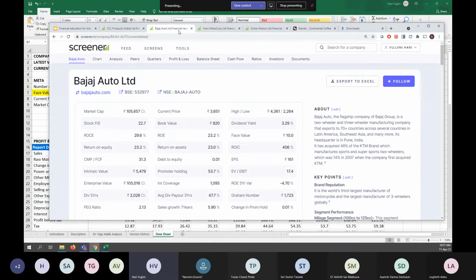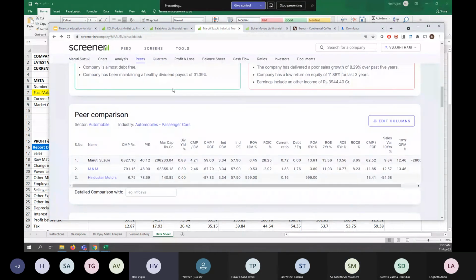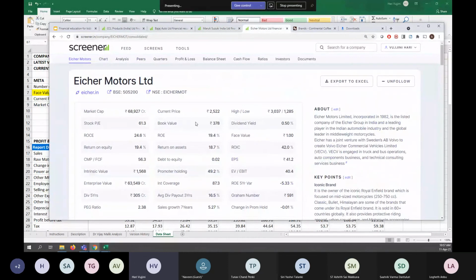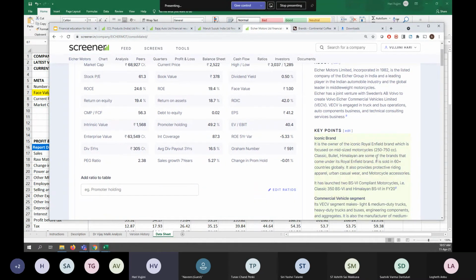Bajaj Auto, you probably saw Pulsar bikes. They are quite famous, and Chetak scooters, which your grandfathers used to drive, are from Bajaj Auto. Hero Honda, you probably remember. Hero Honda Splendor is the most famous brand, and they are quite big in the two-wheeler market. And Eicher Motors, you know Royal Enfield, the big bullets that you hear.